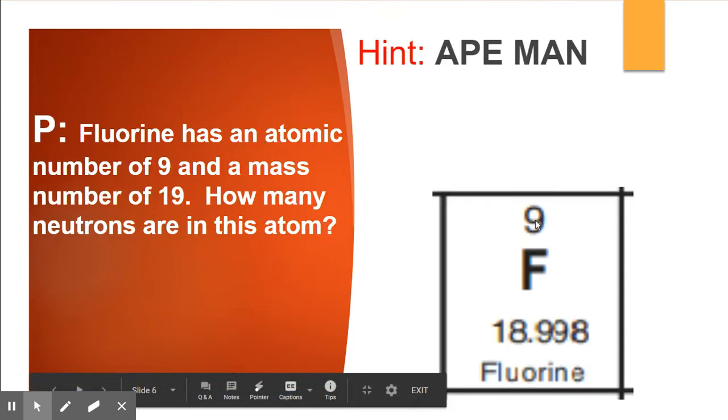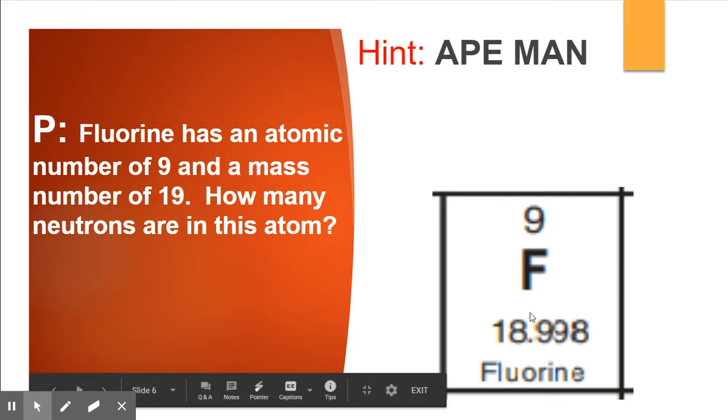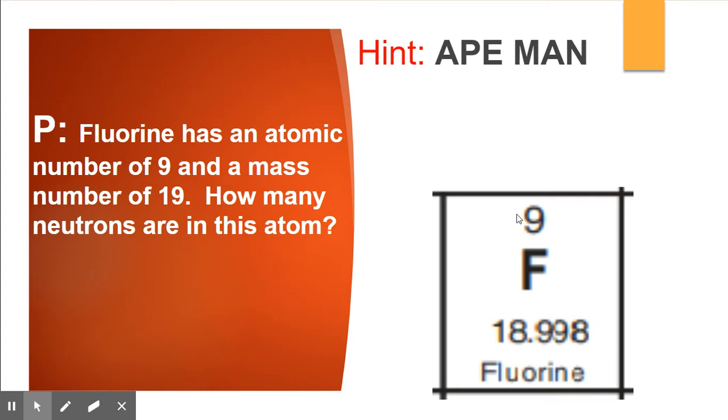So fluorine has an atomic number of 9 and a mass number of 19. How many neutrons are in this atom? So we would take that mass number 19 and subtract the atomic number 9 to get our number of neutrons. So we would have 10 neutrons.